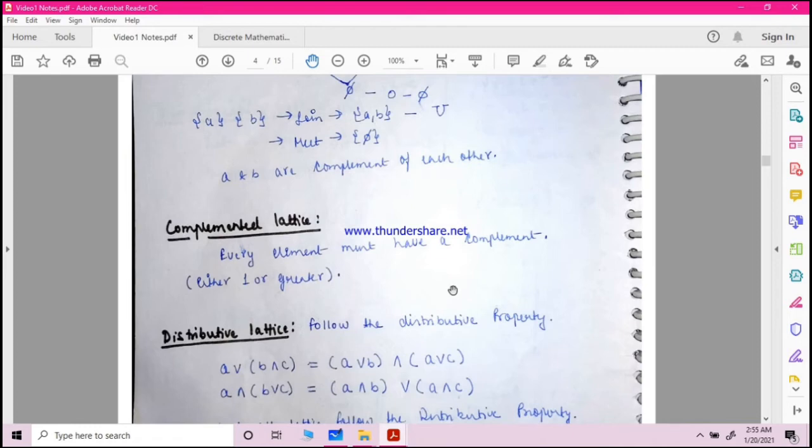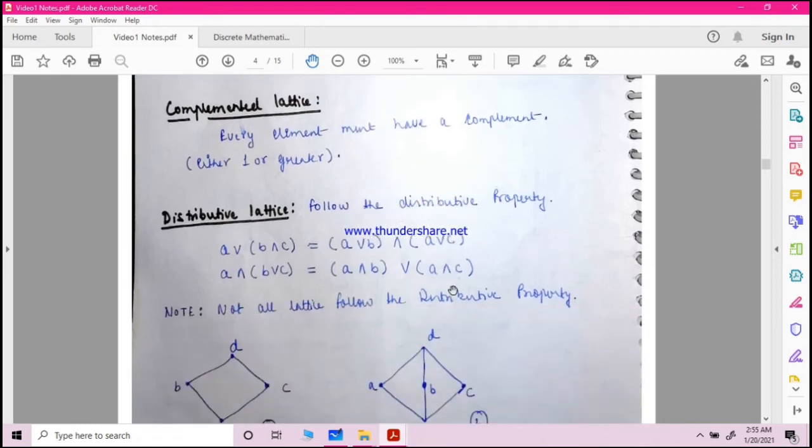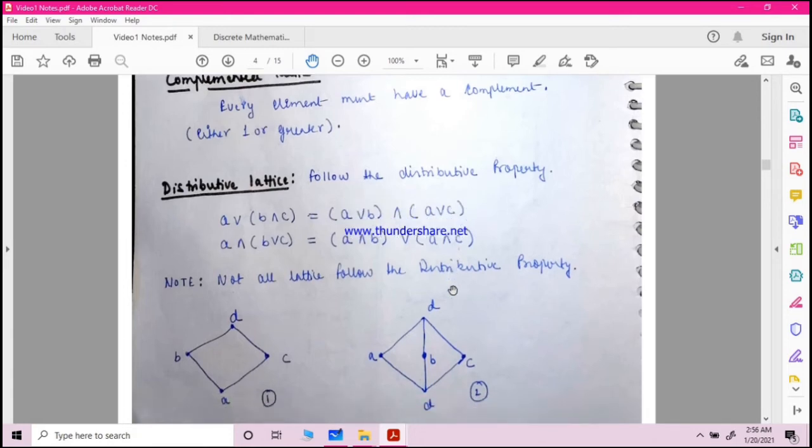What is a distributive lattice? If a lattice satisfies the distributive property, it is a distributive lattice. So this is the distributive property. The signs are not union and intersection. The V represents join, and the inverted V-like sign represents meet. Not all lattices follow the distributive property. This is one of the important properties that you have to remember: some follow, some don't follow the distributive property.